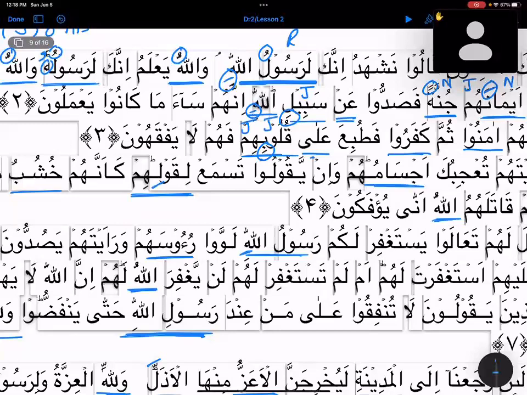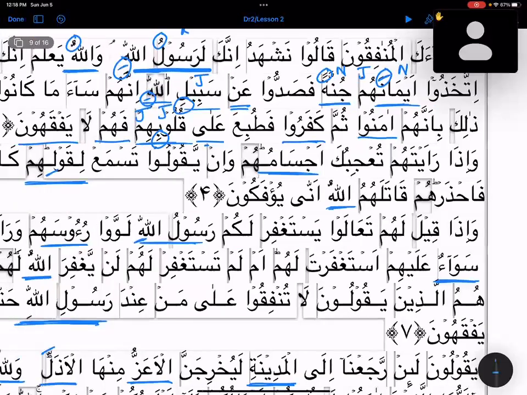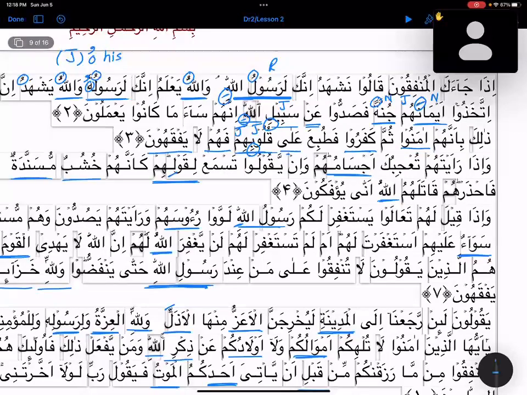So the seal is put on their hearts. Fahum la yafqahun, and they are not going to understand. They do not have fiqh. They do not have deeper knowledge of Islam or iman or deen. So may Allah not make us among them. May Allah subhanahu wa ta'ala make us among those who rush to learn the knowledge of deen. Because we can fall into hypocrisy if we do not have knowledge of deen, right?